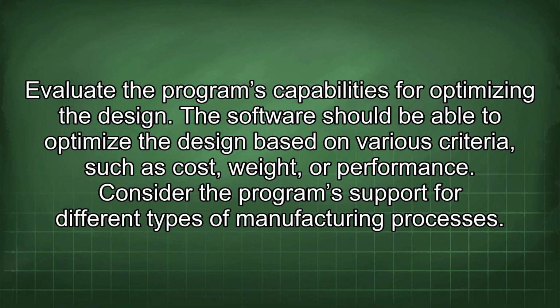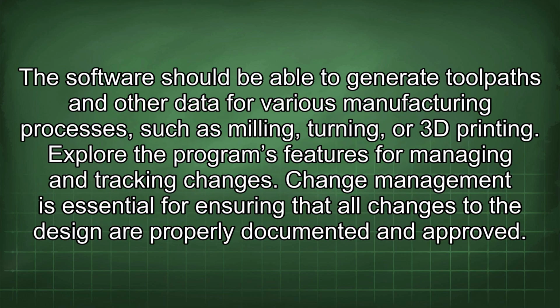analysis. Evaluate the program's capabilities for optimizing the design. The software should be able to optimize the design based on various criteria, such as cost, weight, or performance. Consider the program's support for different types of manufacturing processes. The software should be able to generate toolpaths and other data for various manufacturing processes, such as milling, turning, or 3D printing. Explore the program's features for managing and tracking changes.